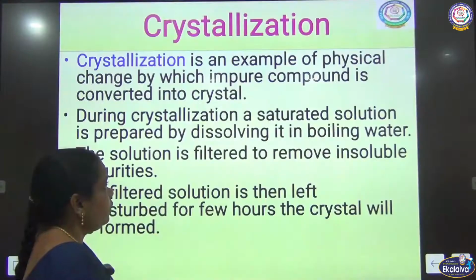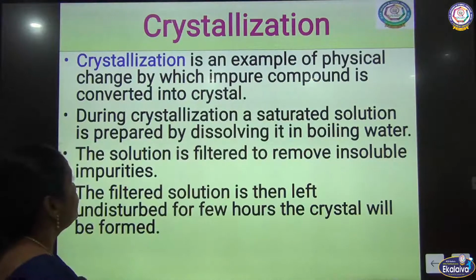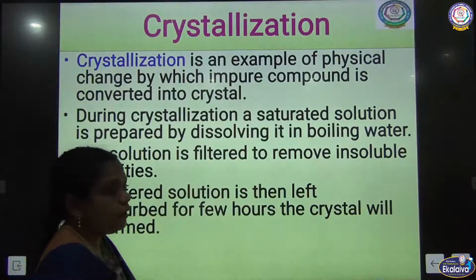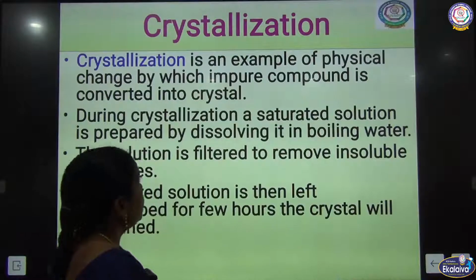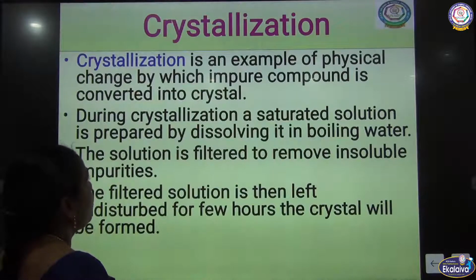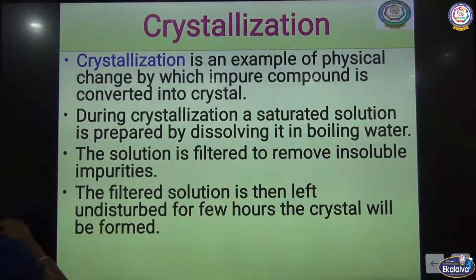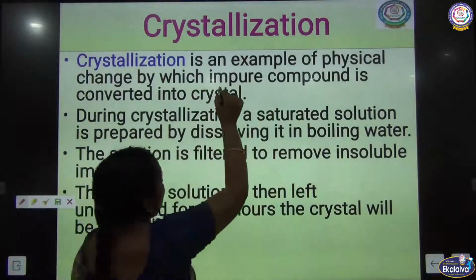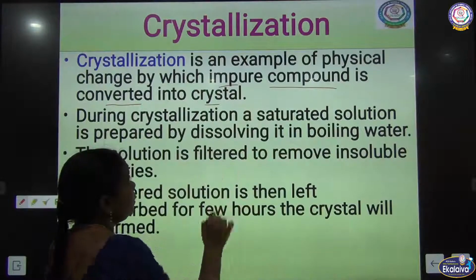And next, one of the physical changes: crystallization. So, crystallization is also one of the physical changes. In crystallization, what is the process? We are going to purify the impure compound of the substance. The impure substance is converted into crystals.